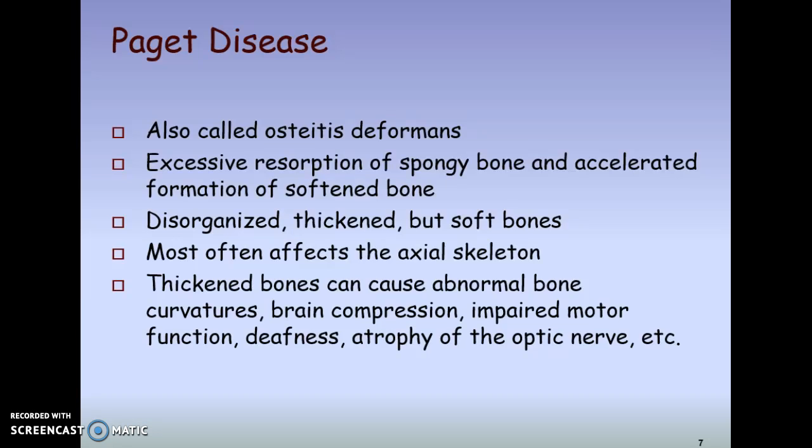Can also be called osteitis deformans. And this is also a metabolic issue. All right, it's a state of increased metabolic activity of bone characterized by abnormal and increased bone remodeling. So there's an excessive resorption of spongy bone and an accelerated formation of softened bone. So the bone is being laid down very quickly, but it's disorganized, it's thick, and the bones are soft.